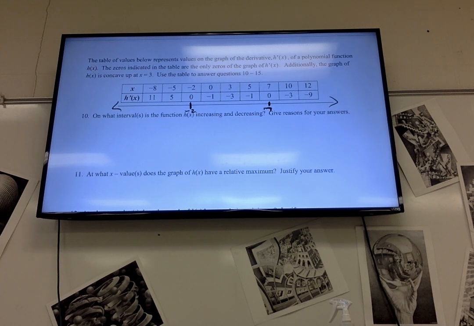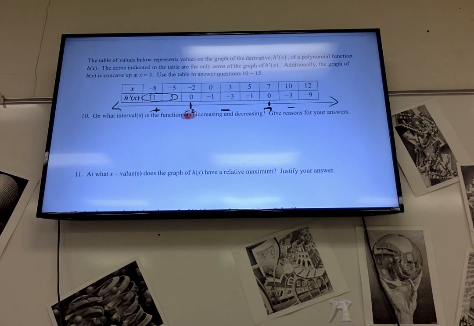So to the left of negative 2, what's h prime of x? Positive. In between negative 2 and 7, negative. And greater than 7, negative. Okay, so hopefully that information will help us answer these questions. On what intervals is the function h of x increasing? Notice it's going back to h of x. It's increasing from negative infinity to negative 2.